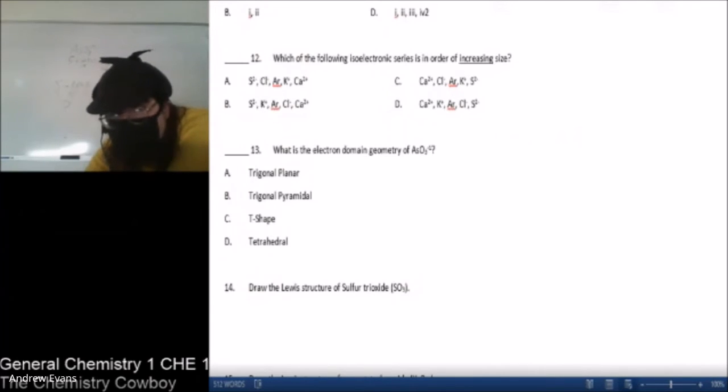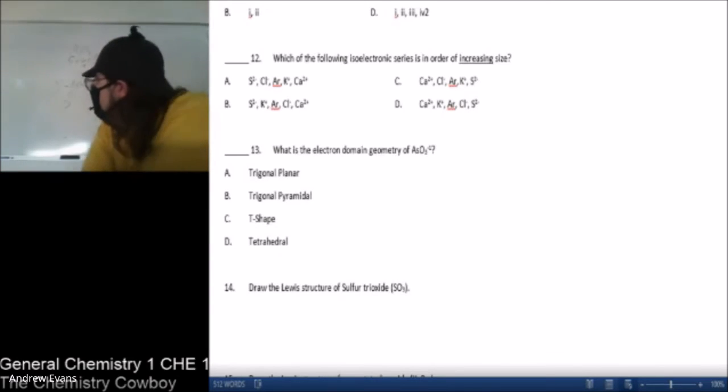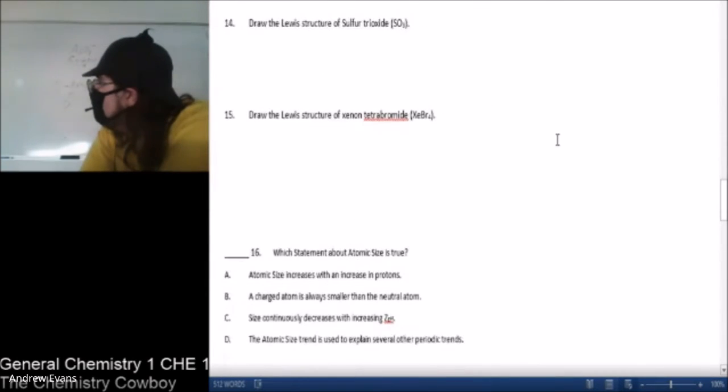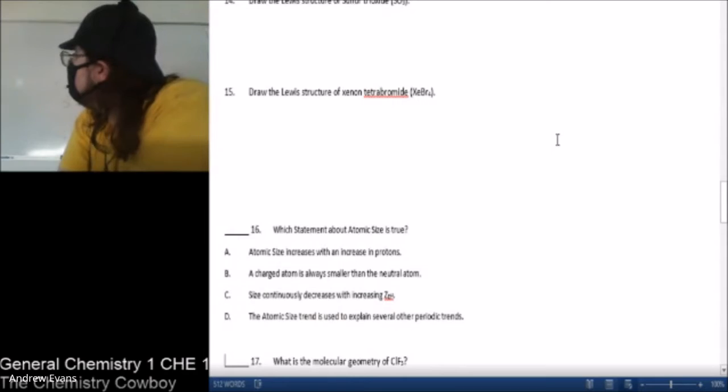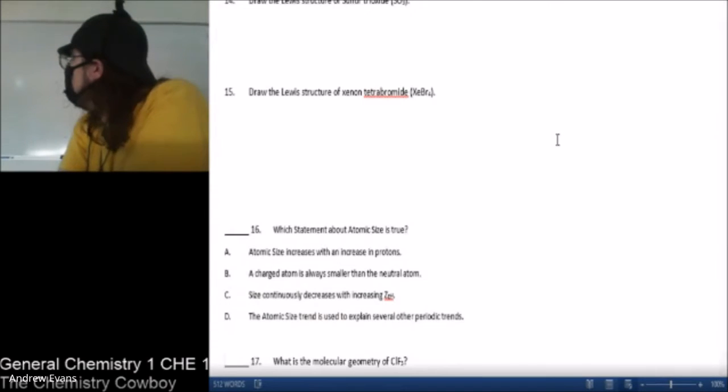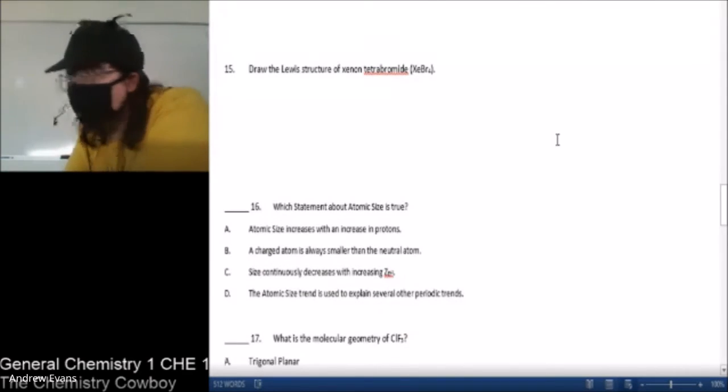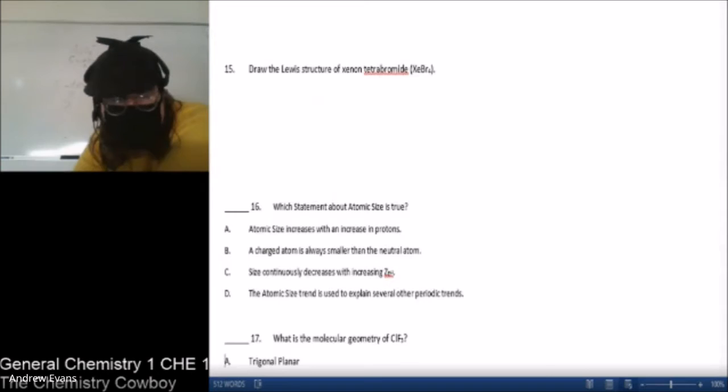And so you want to draw it. You usually want to draw this guy. Draw the Lewis structure of sulfur trioxide, SO3, and then xenon tetrabromide. So I'll do those two real quick. I wanted to pull those up so I can do them back to back.